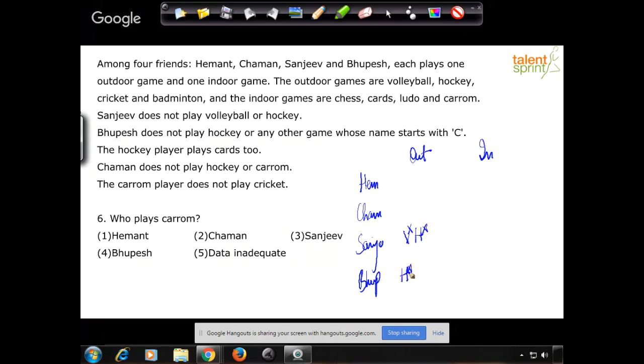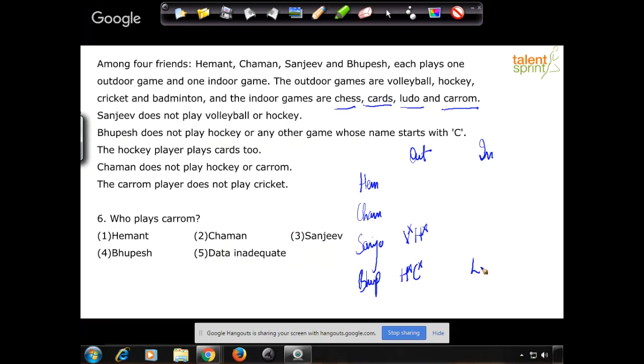Then comes the interesting condition where they tell us Bhupesh does not play any game that starts with C. So Bhupesh cannot play cricket. And if you look at the list of the indoor games, there is chess, cards, ludo and carom. 4 indoor games out of which 3 start with C, which means Bhupesh can play only ludo. Great.